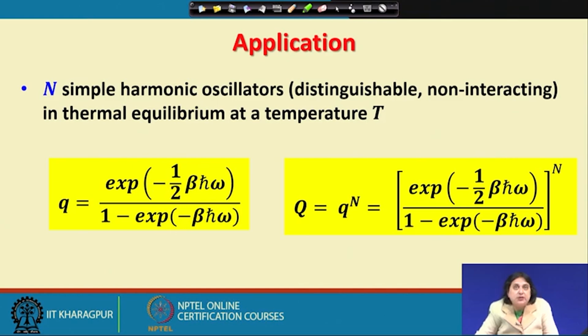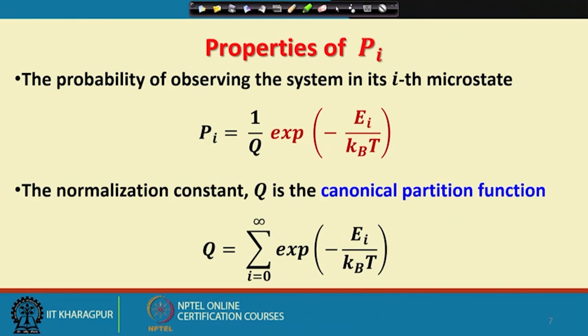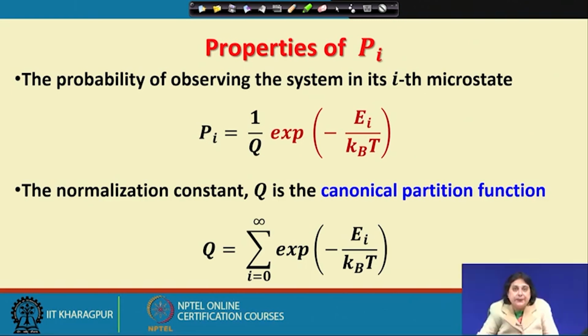So, in the next lecture, we will see some of these very interesting applications, but before I finish this lecture, I would quickly like to highlight the other end of the three relationships that we have learned in this class. So, we have learned what P_i is. P_i by definition is related to capital Q and E_i, where capital Q is the canonical partition function, which you have already seen.